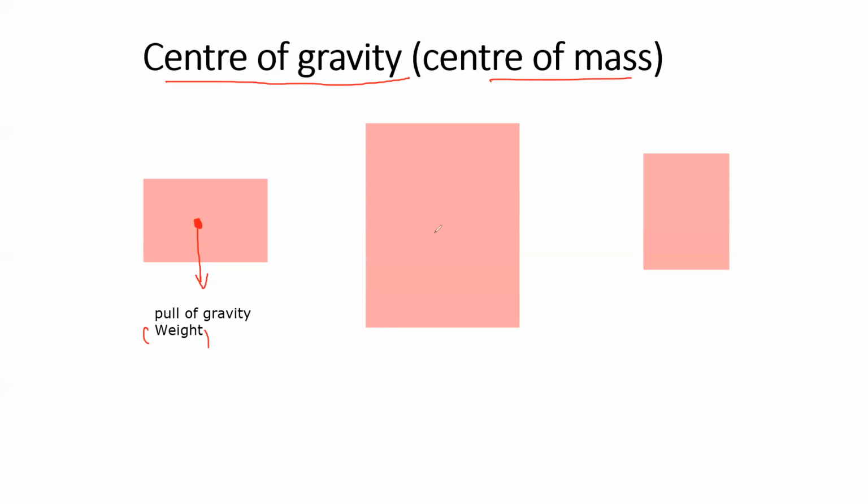In all these examples, the center of gravity or center of mass will be at the center, because these are uniform objects, they have equal distribution of the mass. So the point where the weight of an object acts, we call that point the center of gravity or center of mass. But I mention again, it does not mean it is always at the center. Some objects do not have a uniform distribution of the mass. This is an object which does not have a uniform distribution of the mass.